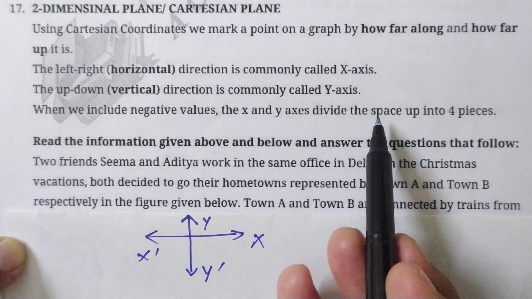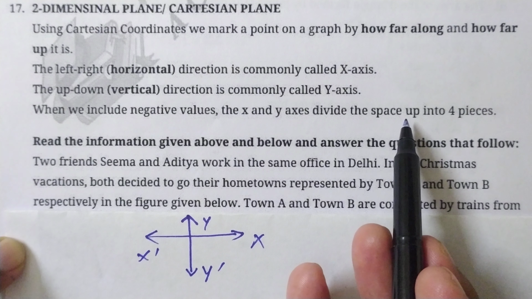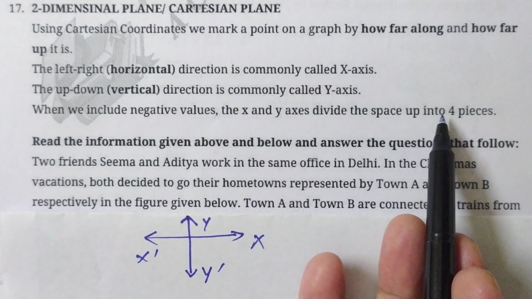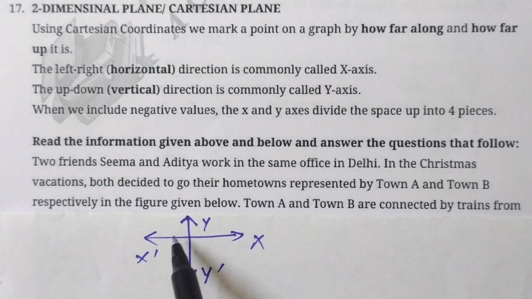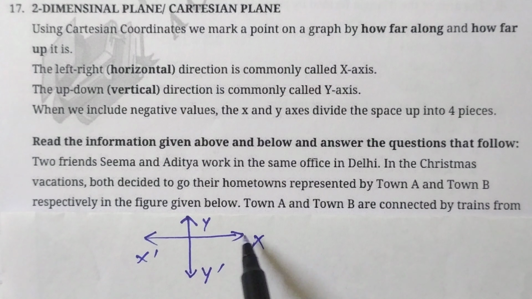When we include negative values, the x and y axis divide the space up into 4 pieces. So when we include this x axis and y axis, this Cartesian plane is divided into 4 pieces. See, first piece, second piece, third and fourth. Each piece is called quadrant. This is first quadrant, this is second, this is third, this is fourth.